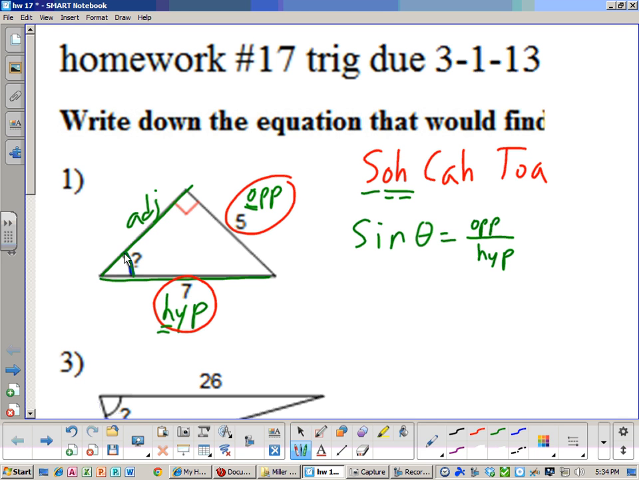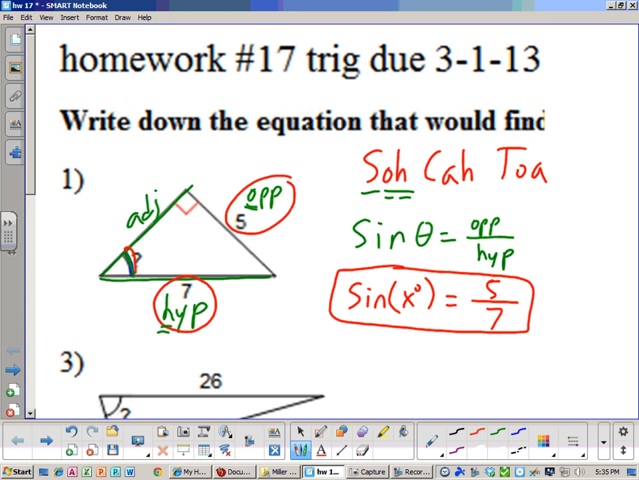So, in my formula, I'm going to say the sine of x degrees, we do not know what it is, but we know that it's an angle, so we're just going to say it's x degrees, is equal to opposite, which is 5, and 7, which is the hypotenuse. Very good. And that's all you got to do. And I know y'all can solve the rest easily. All right? Very easy. Nice problem. Let's go to number 3.